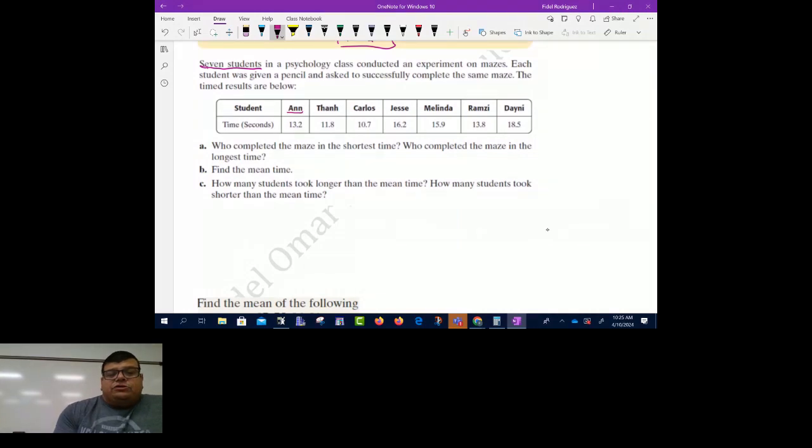Ann took 13.2 seconds. Pam took 11.8. Carlos was 10.7. Jesse was 16.2. Melinda was 15.9. Ramsey was 13.8. And Danny was 18.5.